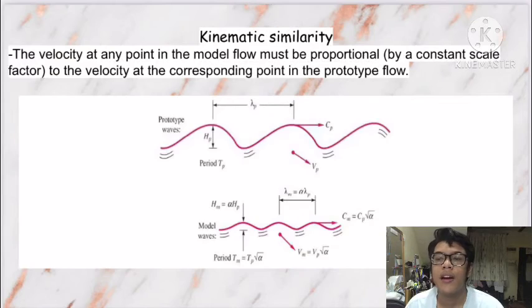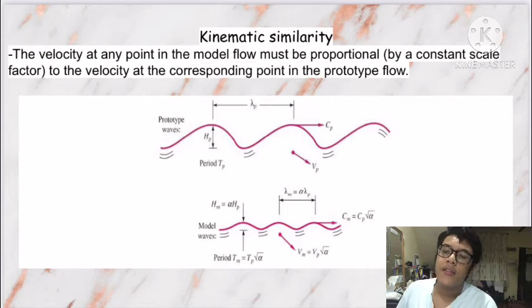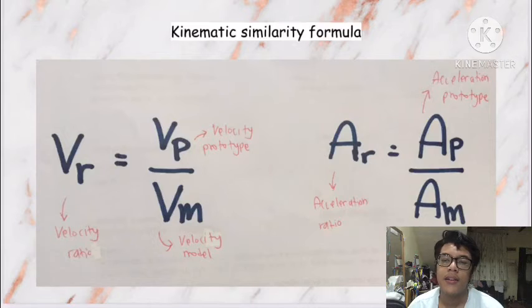Okay, next is kinematic similarity. The velocity at any point in the model flow must be proportional, by a constant scale factor, to the velocity at the corresponding point in the prototype flow. So this is the formula, and as I said, it is just the same. The ratio is prototype over model.